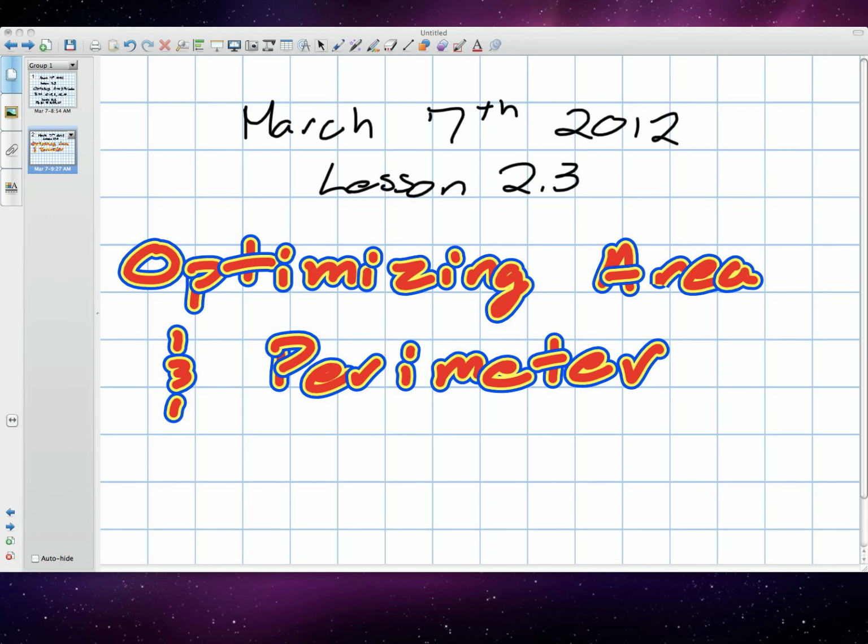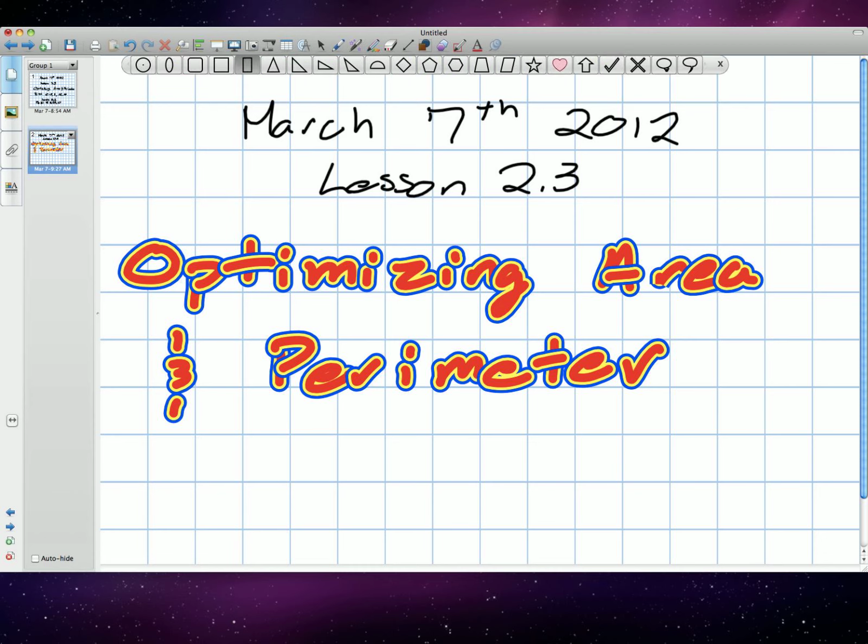Okay, today's March 7th, 2012. We're on lesson 2.3. I'm going to give you guys a quick algebra lesson on how to show optimizing area and perimeter for the shapes we're using, okay? So the first thing we need to discuss is four-sided shapes, okay?